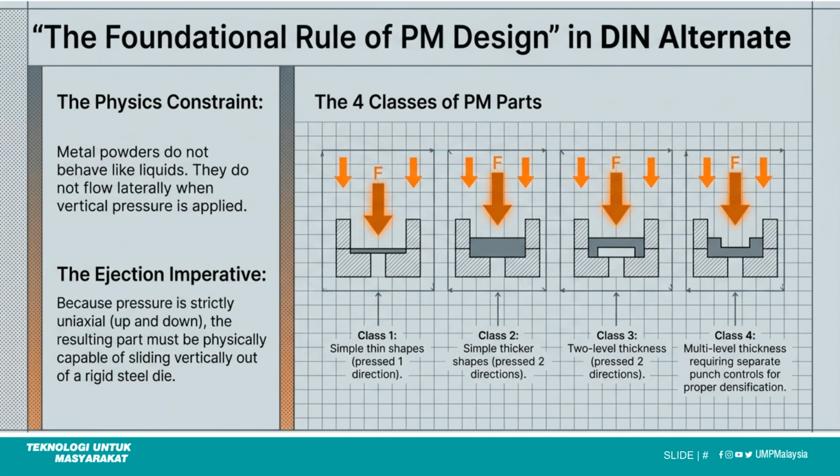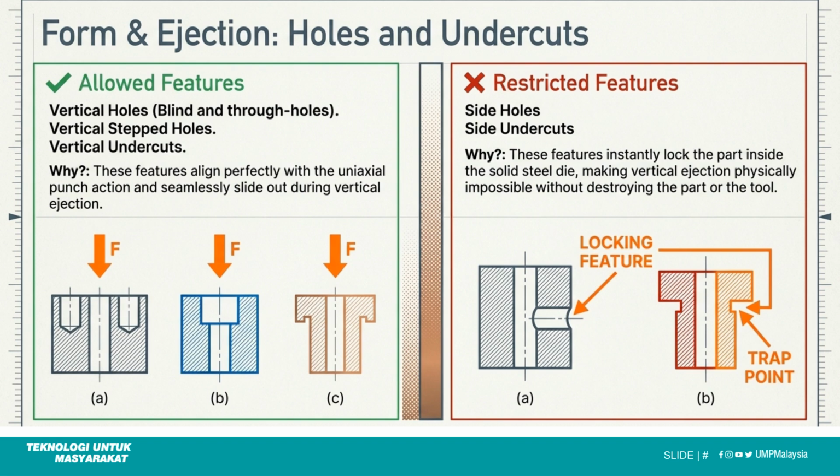The foundational rule of PM design stems from the physics constraint that metal powders don't flow like liquids. The ejection imperative requires parts to slide vertically out of the die, resulting in 4 classes of PM parts. Allowed features include vertical holes and vertical undercuts, as they align with the uniaxial punch action. Restricted features like side holes or side undercuts are impossible to eject without damaging the part or tooling.